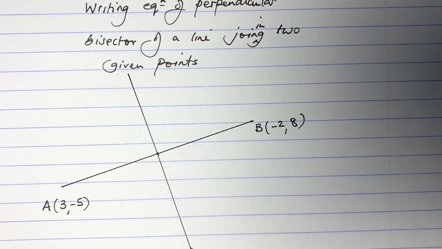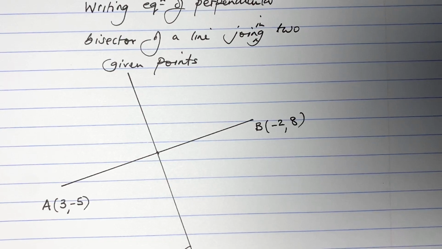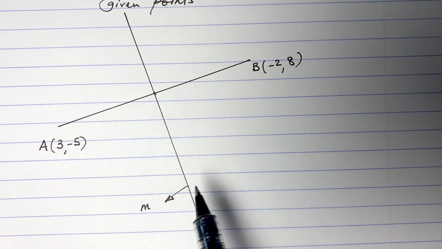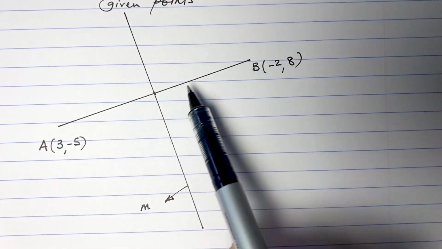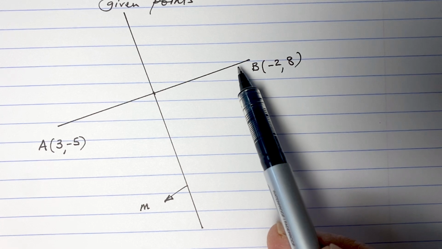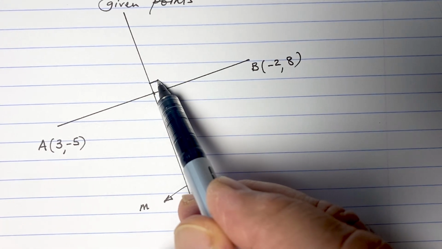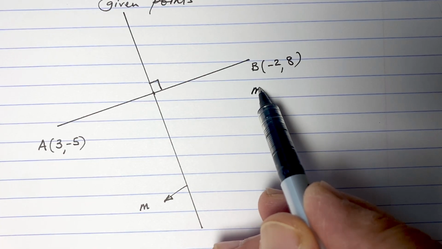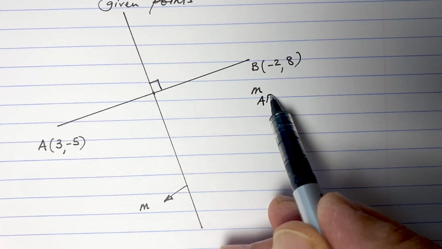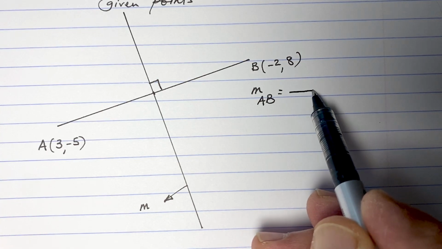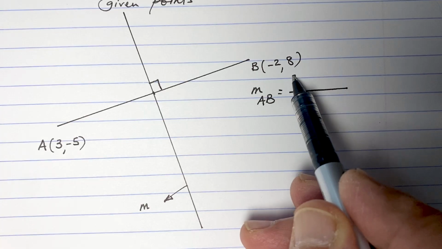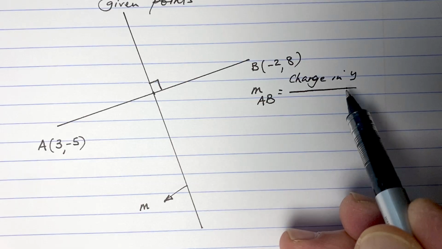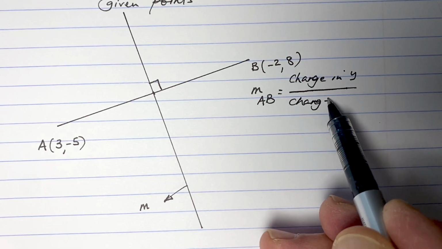We need the M of this line. And M of this line depends on the M of line AB. Whatever line AB's gradient is, the gradient of the line perpendicular would be the negative reciprocal. Previously, we talked about how to find the gradient of a line joining 2 points. M of AB would be change in y divided by change in x.